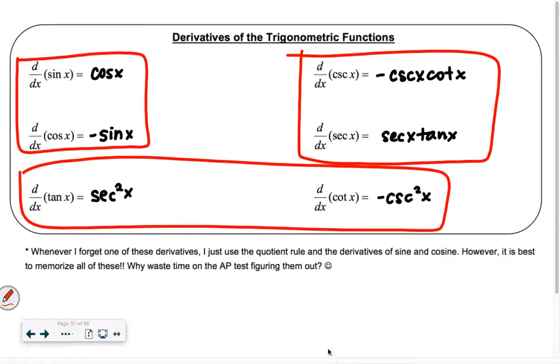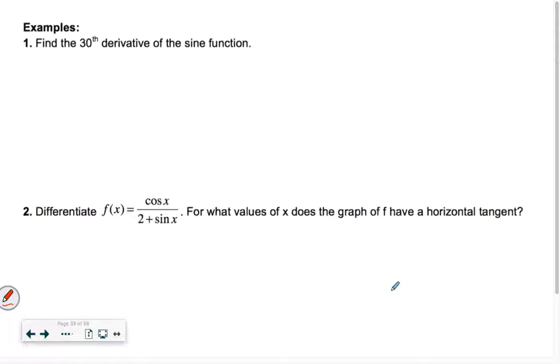All right, so I said whenever I forgot one of these derivatives, I always just use the quotient rule or product rule or whatever, so quotient rule in this case, with the derivatives of sine and cosine. But it's best to memorize these because you don't want to waste a ton of time doing all that on your AP test when time is limited as it is, okay?